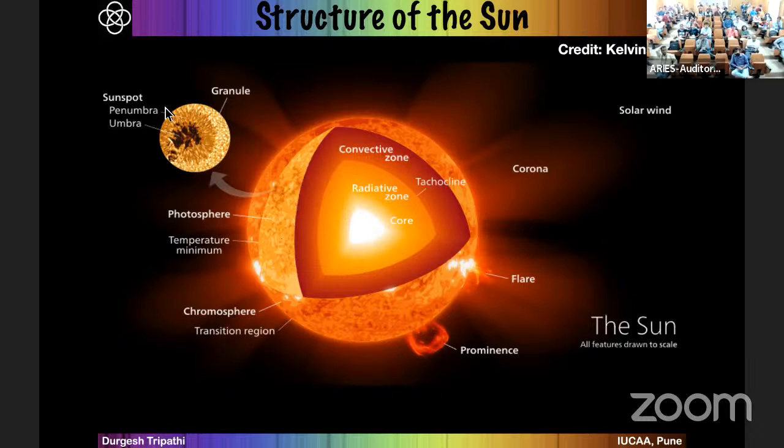And on the photosphere, you see various structures like sunspots. And then if you look at the sunspots, you see umbra, penumbra, and so on. And then you go higher up into the atmosphere, you have the chromosphere, transition region, and the corona, and eventually the solar wind and heliosphere, which I'll get into in a little bit of detail in the talk.